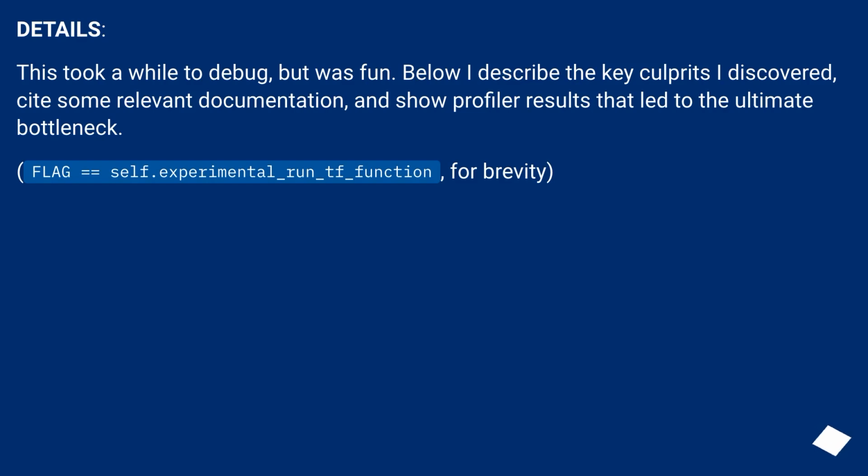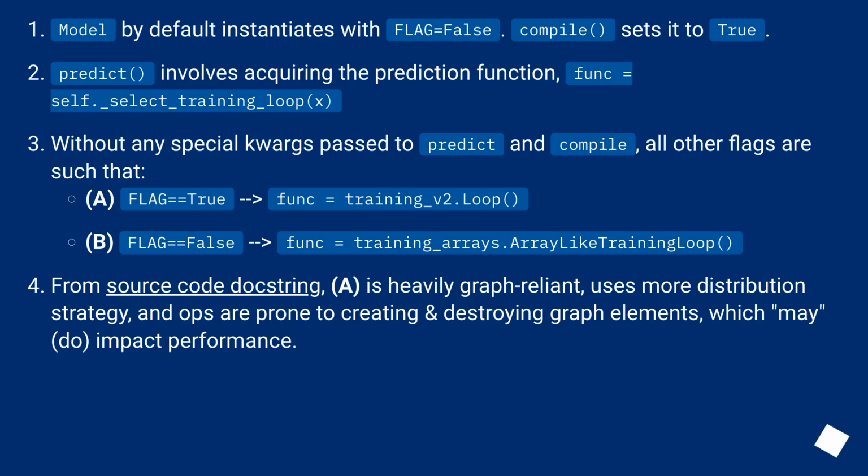Details. This took a while to debug, but was fun. Below I describe the key culprits I discovered, cite some relevant documentation, and show profiler results that led to the ultimate bottleneck. Flag = self._experimental_run_tf_function, for brevity. Model by default instantiates with the flag equal to False. Compile sets it to True. Predict involves acquiring the prediction function, func = self._select_training_loop(x), without any special calls, cast to predict and compile.